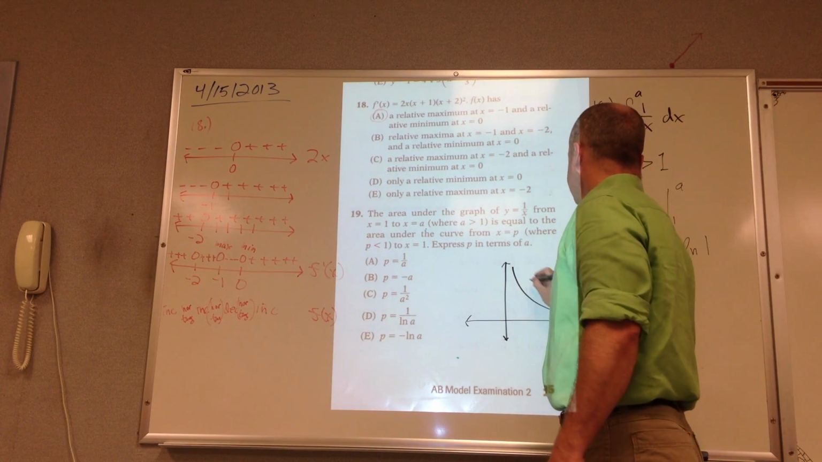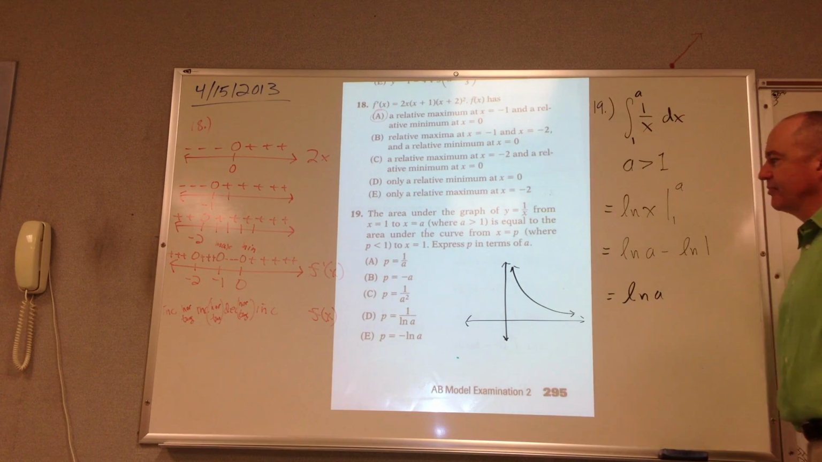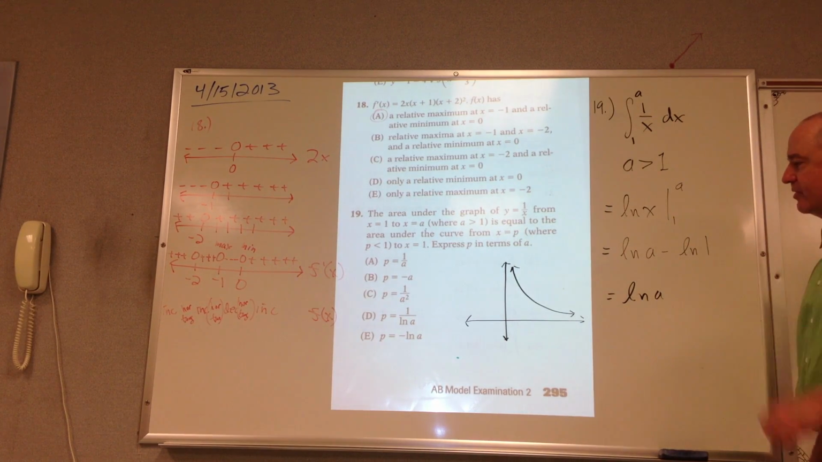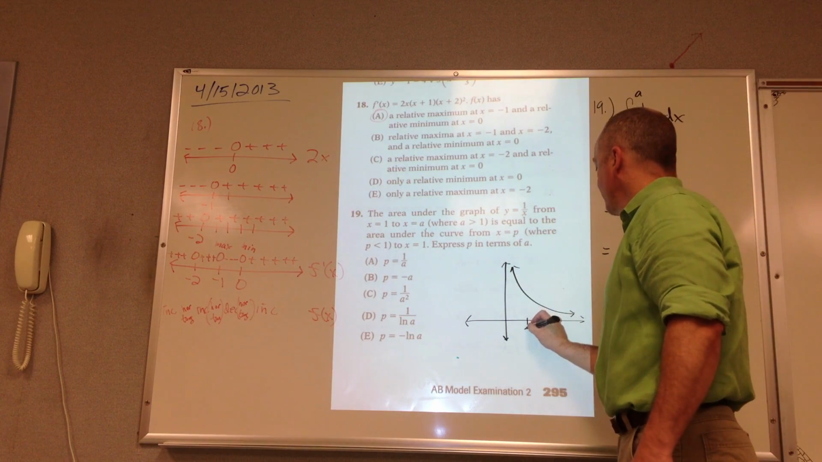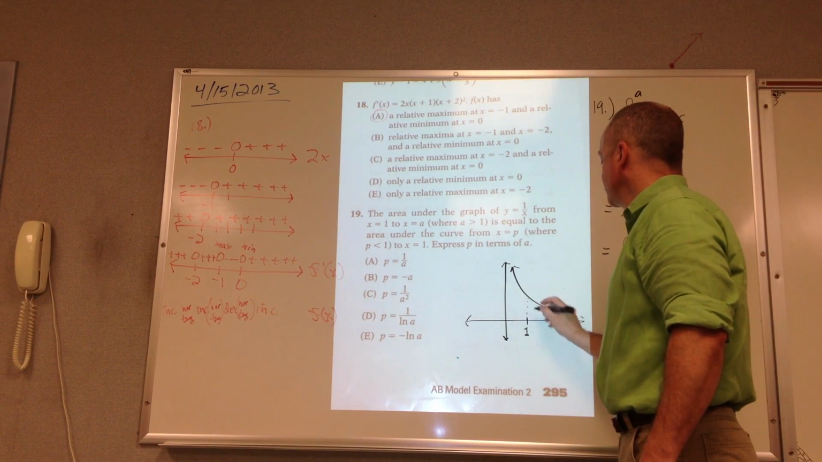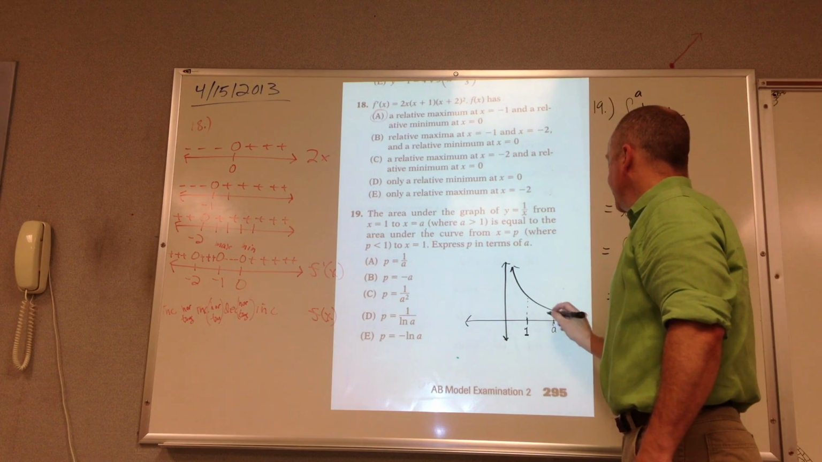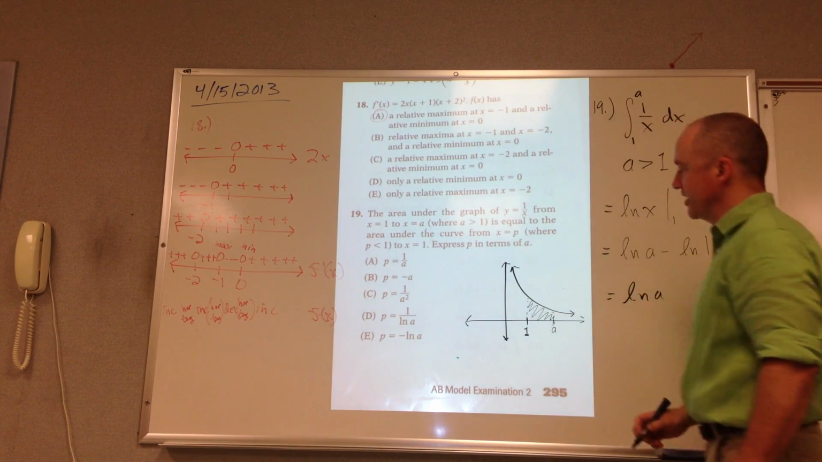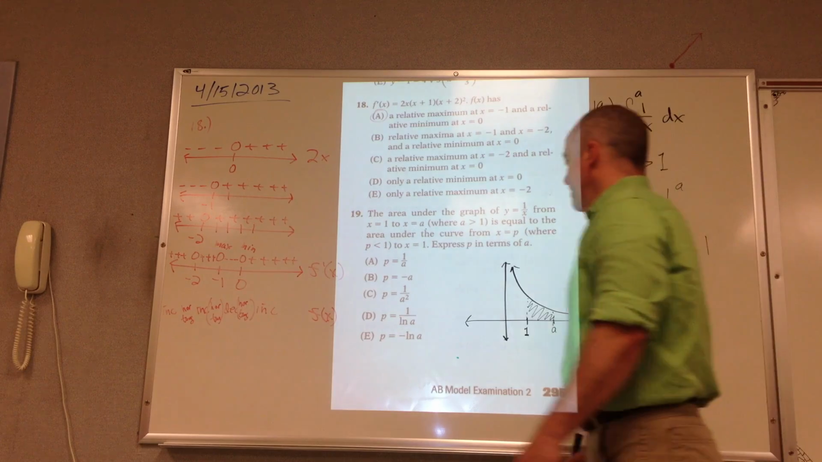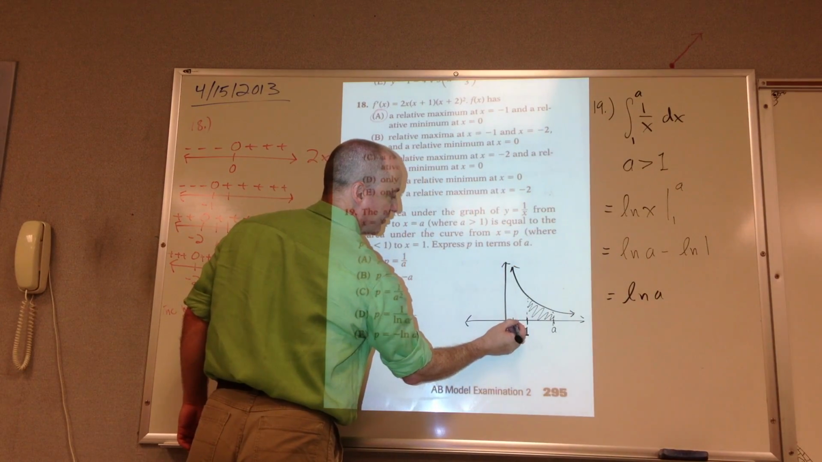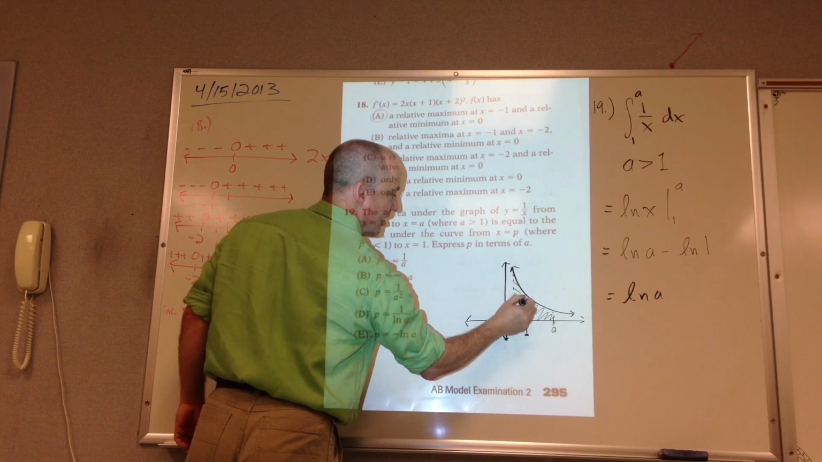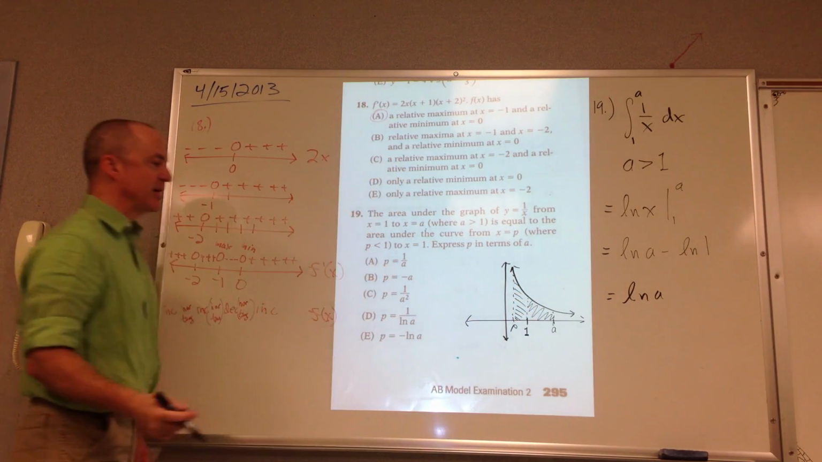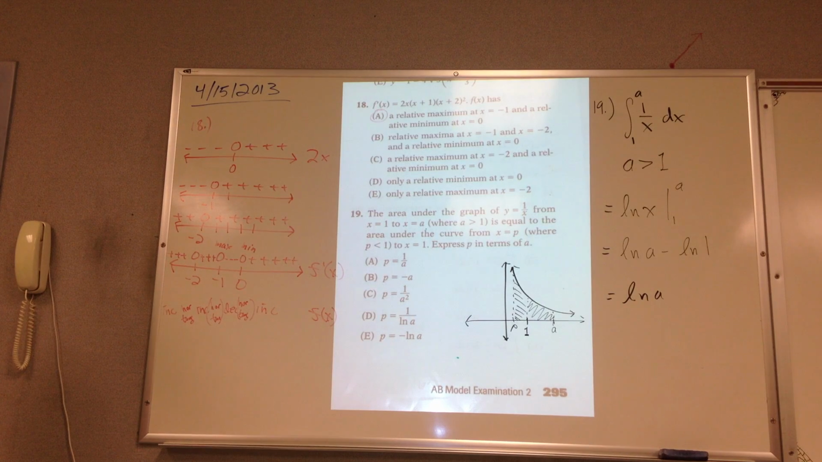So here's y equals 1 over x. Then here's 1, here's a, and you have some area here, correct? And they want to know if you go to p in the other direction, what will get you the same amount of area? And that's where the negative comes in.